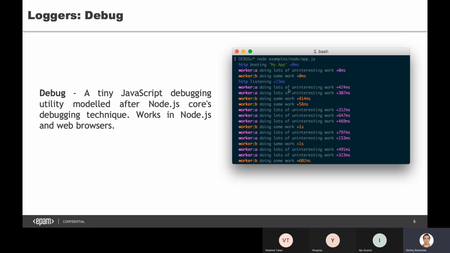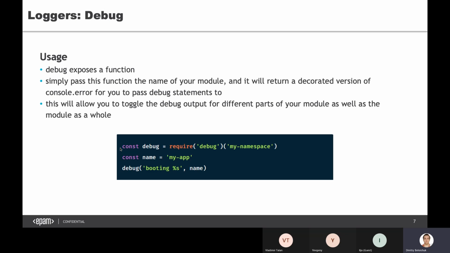We took a similar approach. We took the console logging with additional features that are enabled by default, and we created the library. So that's the first thing we have, and this is how we use it. The debug library itself exposes a function that allows us to pass some kind of name of the module that it will in turn decorate with those additional statements. And it will allow you to toggle the debug output from different parts of your module. So quite handy, but it's simple as that.